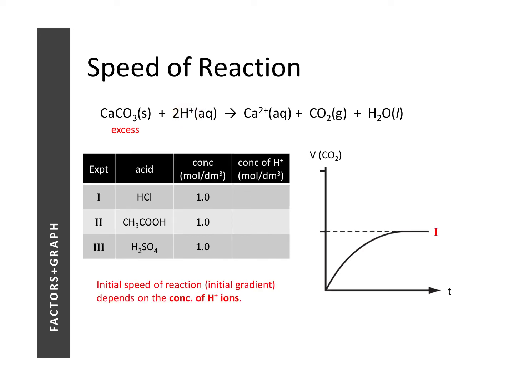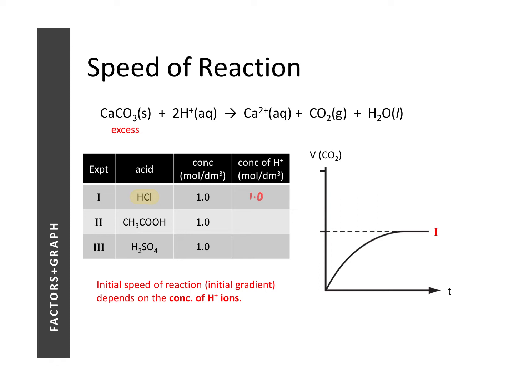Now look at the concentration of hydrogen ions in all three experiments where the different acids are being used. We have learned that hydrochloric acid is a strong acid, so a strong acid ionizes fully in water. So if we have 1 mole per dm cube of hydrochloric acid, essentially we are going to end up with 1 mole per dm cube of hydrogen ions.